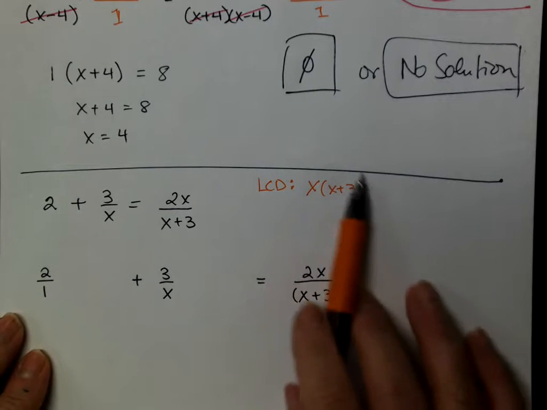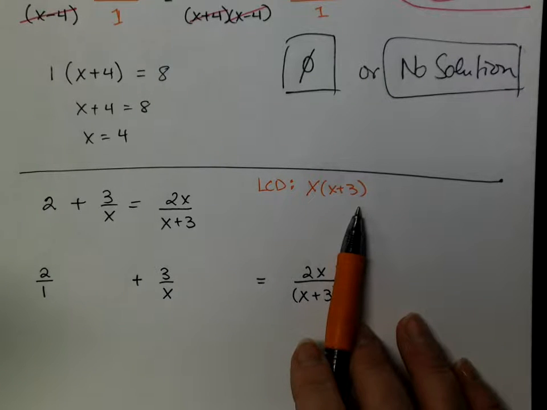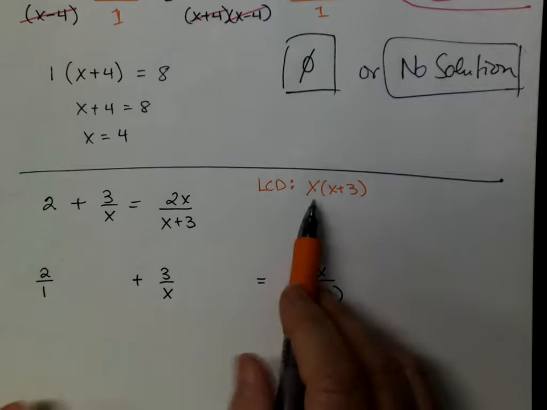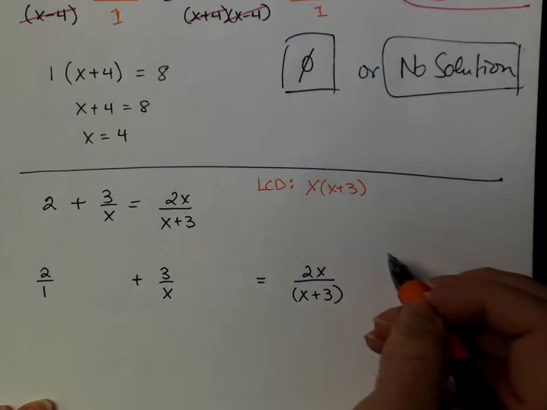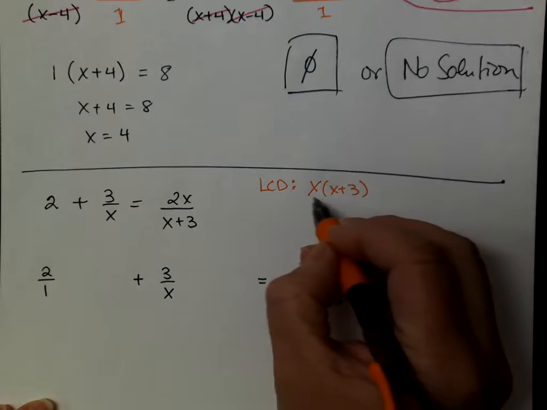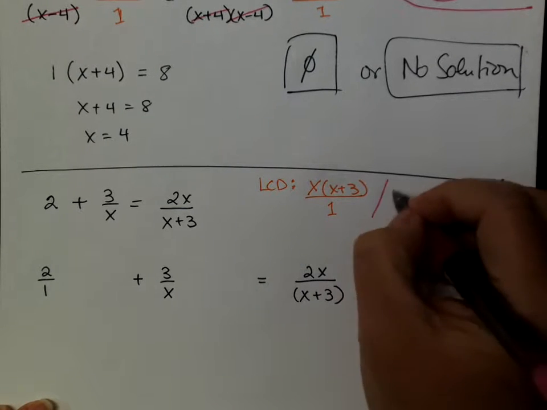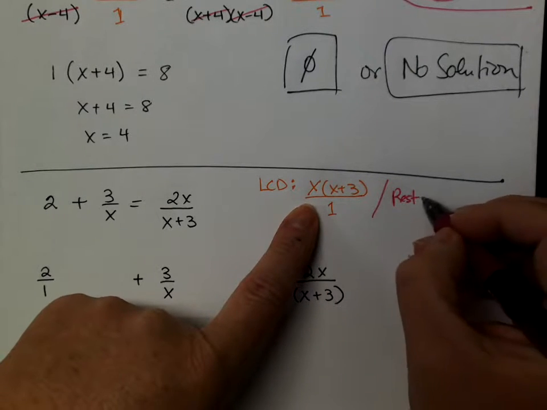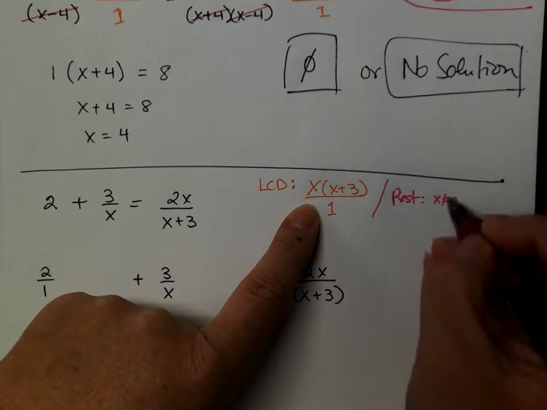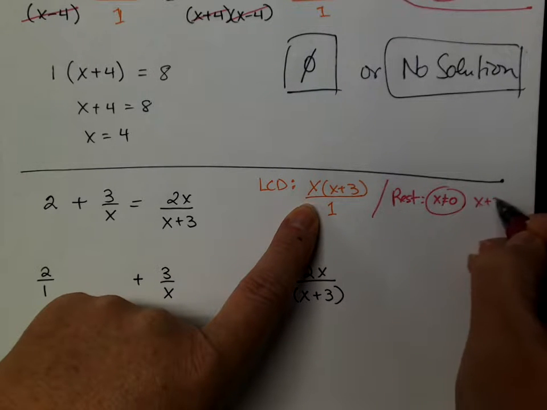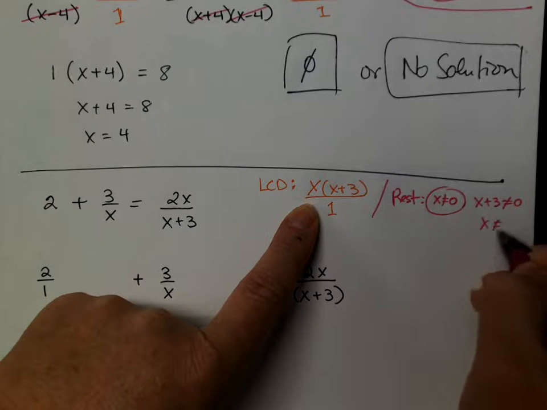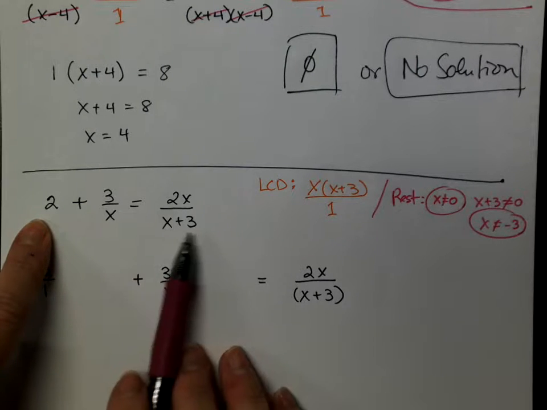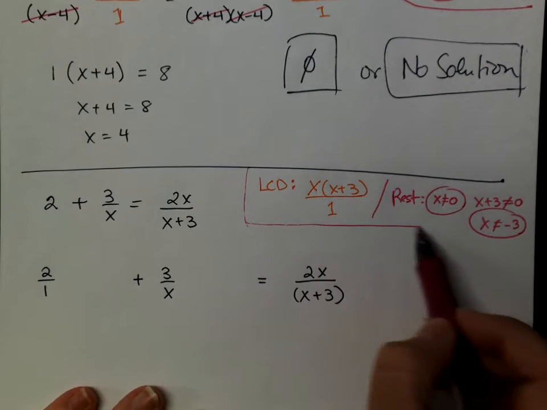So anything that makes this LCD equal to 0 will make at least one of our denominators equal to 0. Okay. So how many factors in our LCD? 2. So we'll have 2 restrictions. First I'll factor it, and then my restrictions are anything that will make any of my denominators 0, and I can use my LCD to find that. My restrictions are x cannot equal 0. And my other one is x plus 3 cannot equal 0, which means x cannot equal negative 3. Either one of those numbers would make at least one of the expressions undefined. Okay.